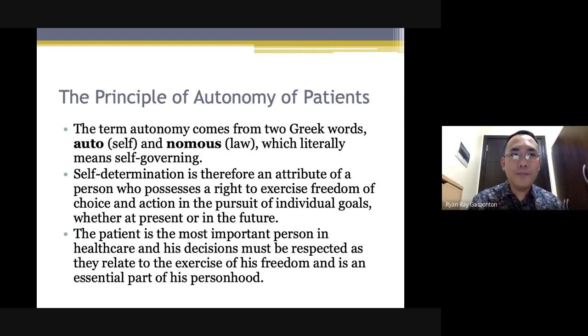Now, this is important in healthcare because the patient is the most important person in the healthcare setting because all decisions should come from him or her, okay, and must be respected as they relate to the exercise of his freedom and is an essential part of his personhood. Dahil ang autonomy ay ang expression ng sarili, dapat galangin ito, ito ay expression ng pagiging tao ng isang tao. No? So this is an expression of personhood, so we must respect it.